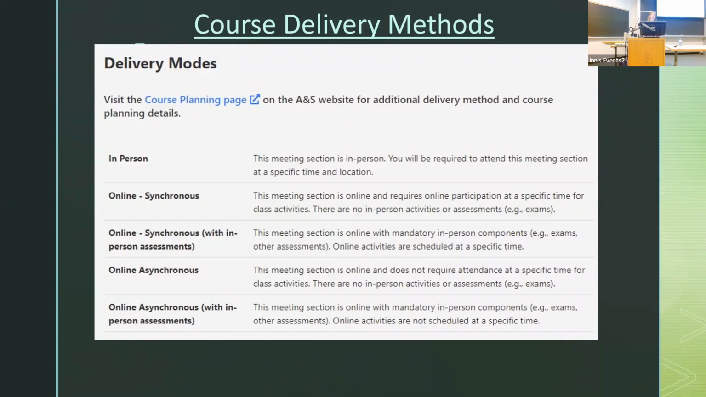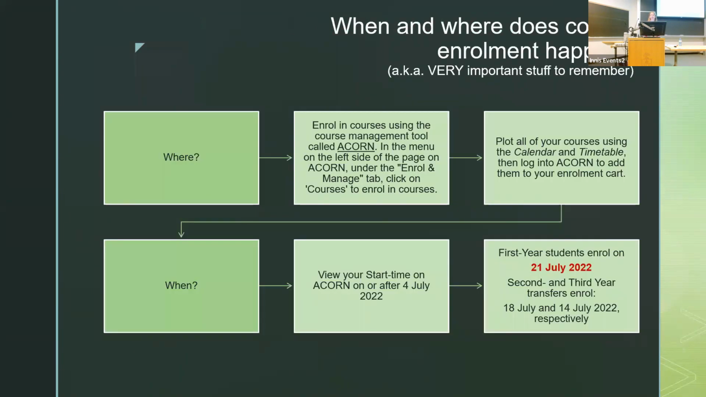Online asynchronous means that the lecture is pre-recorded and you can access it on your own time, and then online asynchronous with in-person assessments, the same thing. You need to be on campus for tests, midterms, final exams. Okay. I'm going to try and go a little bit more quickly now because we're really running out of time.